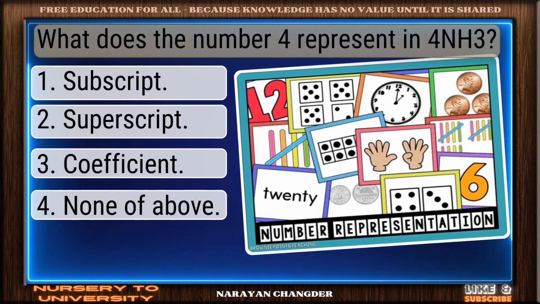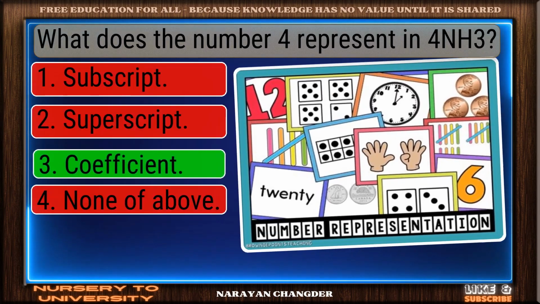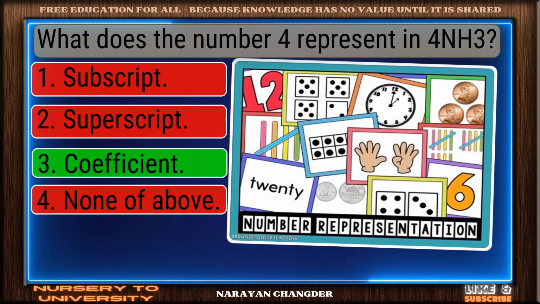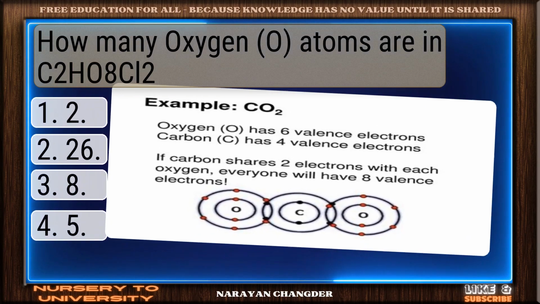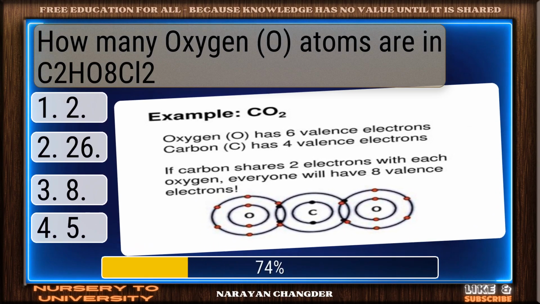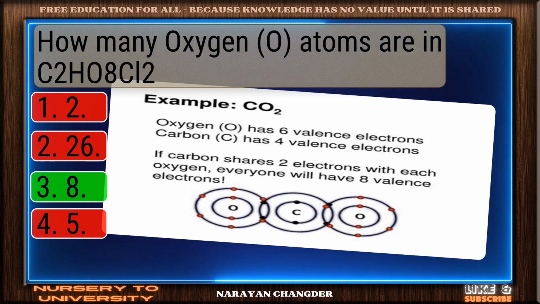What does the number 4 represent in 4Al? Strong choice. Coefficient is the right answer. How many oxygen atoms are in CO2? Right choice. 8 is the best answer.